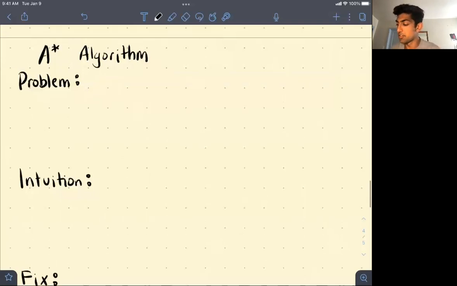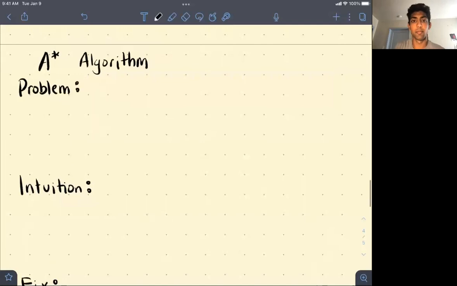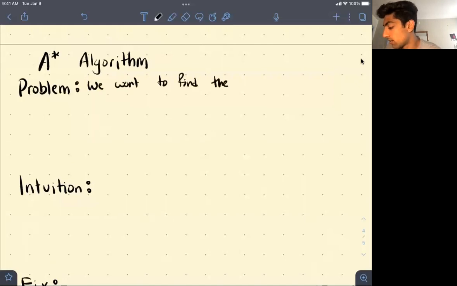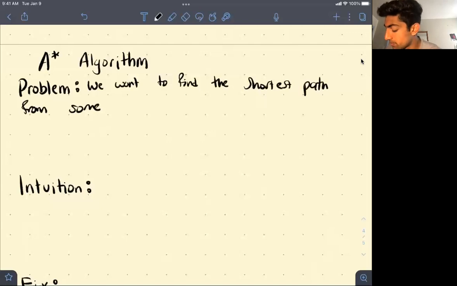All right, so the problem that the A star algorithm is trying to solve is that we want to find the shortest path from some start vertex to some goal vertex.